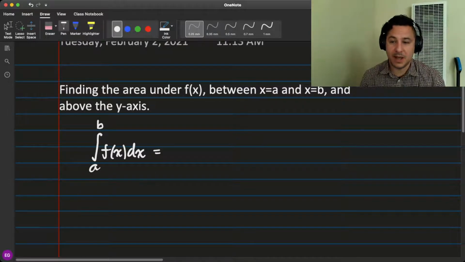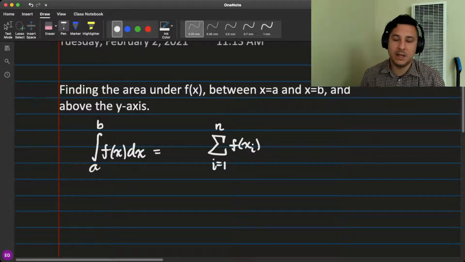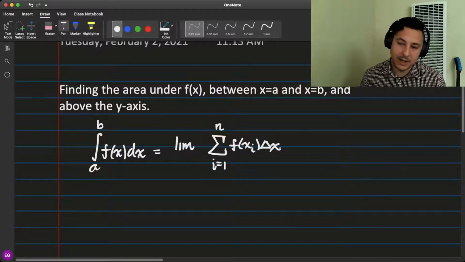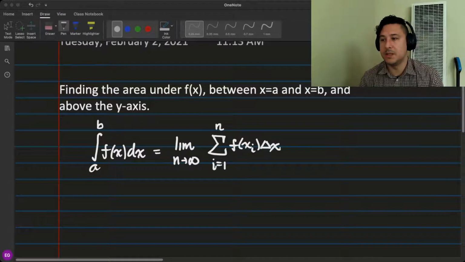We had an approximation for the area, which is a Riemann sum, right? We summed up some m number of rectangles. We took their heights determined by the left or right endpoint. We multiplied by their widths. And then to actually give us the real area, we took the limit of that. Now this is a real pain. Nobody wants to do this, right?